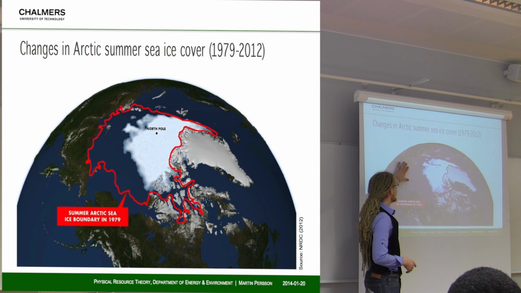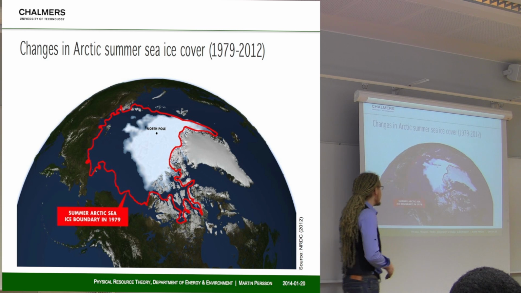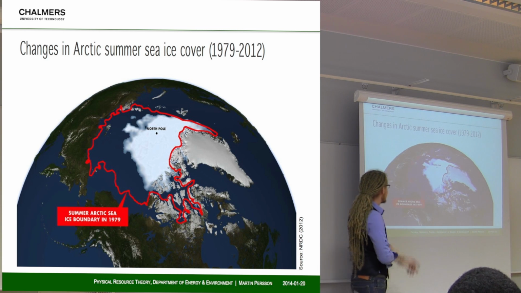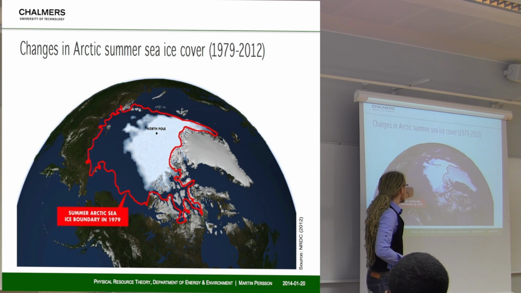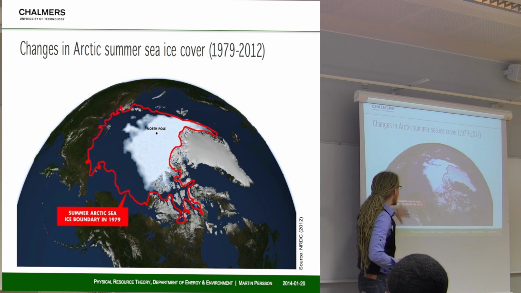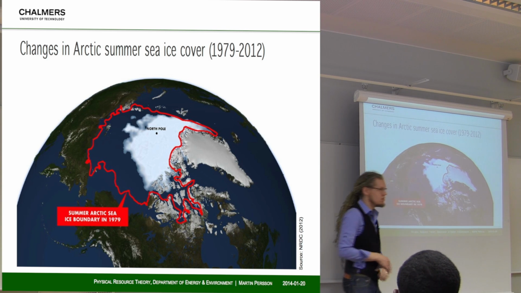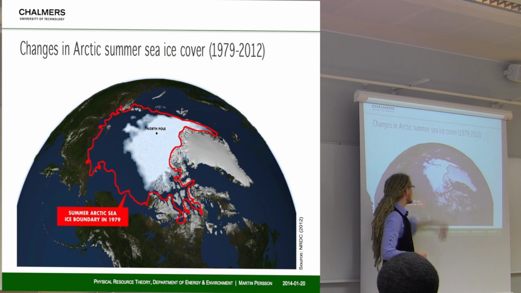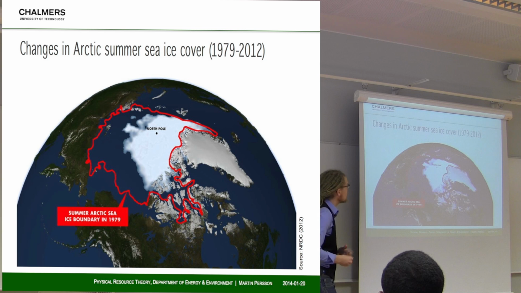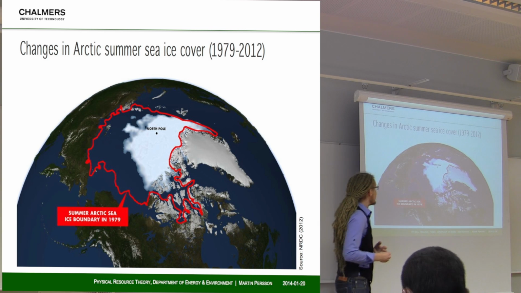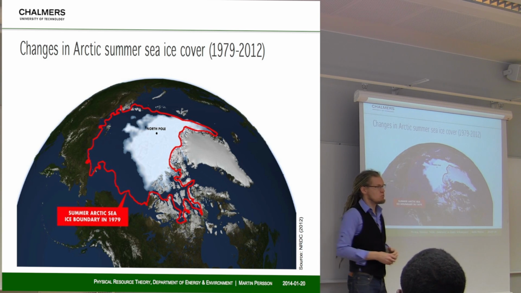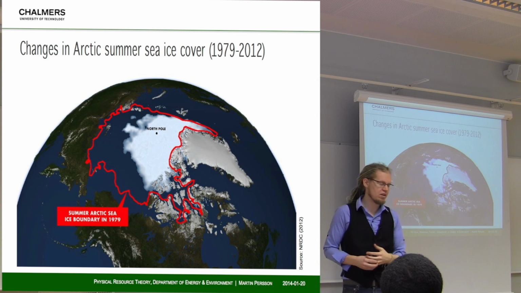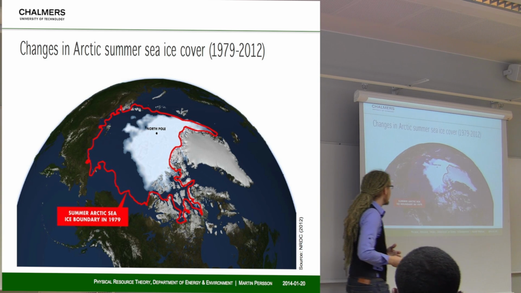So one very clear effect is the disappearance of the summer ice in the Arctic. The red line here is where the ice cover was in 1979. This is from satellite photos, and this is the coverage in 2011 or 12, I think. Winter ice cover has not changed that much, but in the summer, more and more of the ice sheet is melting.